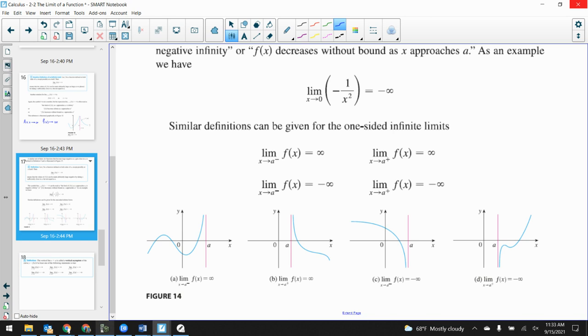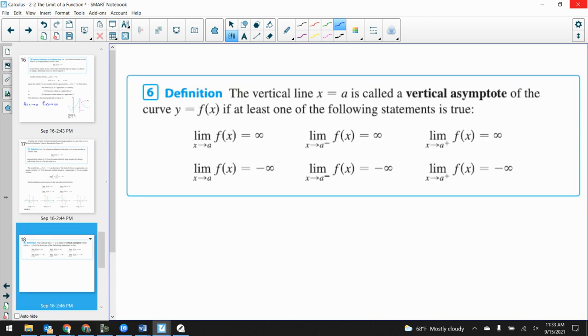If you see a vertical asymptote, there is an infinite limit at that vertical asymptote. That's why we spent some time talking about how to identify vertical asymptotes. So all in total, this is just summarizing everything that we learned over the past couple slides. The vertical line x equals a is a vertical asymptote of the curve if at least one of these statements is true. We talked at great length in Algebra 2 about vertical asymptotes, but we didn't really understand why they were vertical asymptotes. Now we can truly understand why.